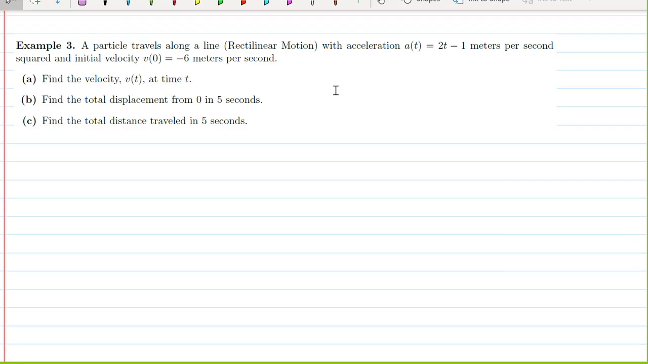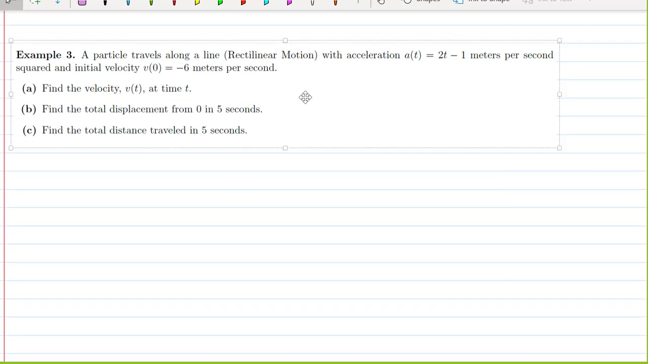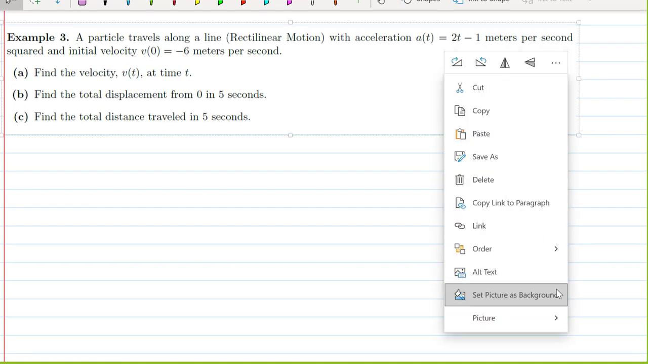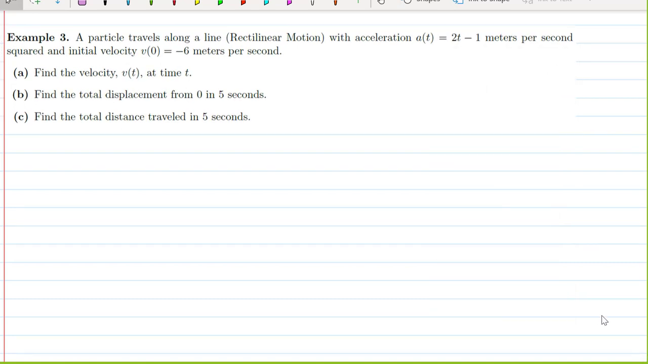So we have a particle that travels along a line, which its fancy name for traveling along a straight line is called rectilinear motion, with an acceleration of 2t minus 1 meters per second squared, and an initial velocity v of 0 equals negative 6 meters per second. So A, we wish to find the velocity function at time t. B, find the total displacement from 0 to 5 seconds, and C, find the total distance traveled in 5 seconds.